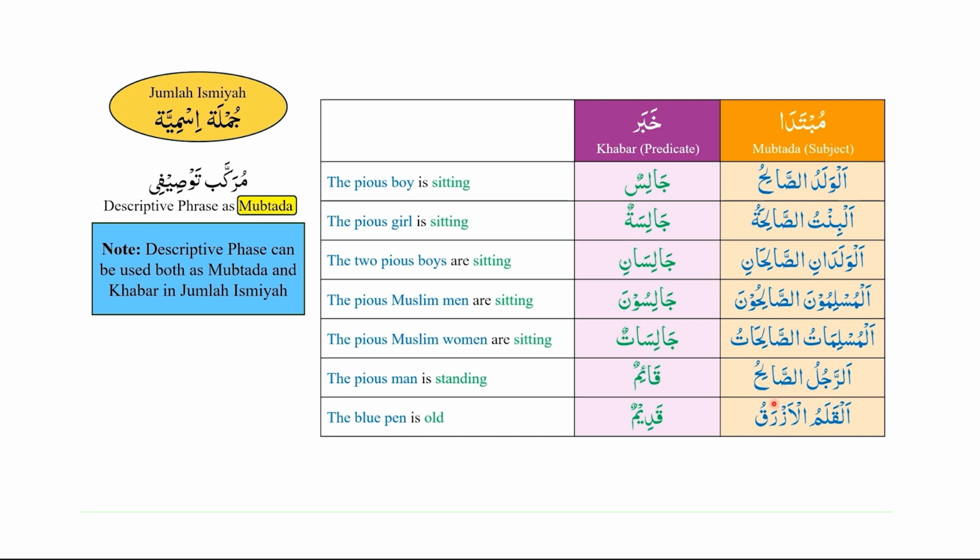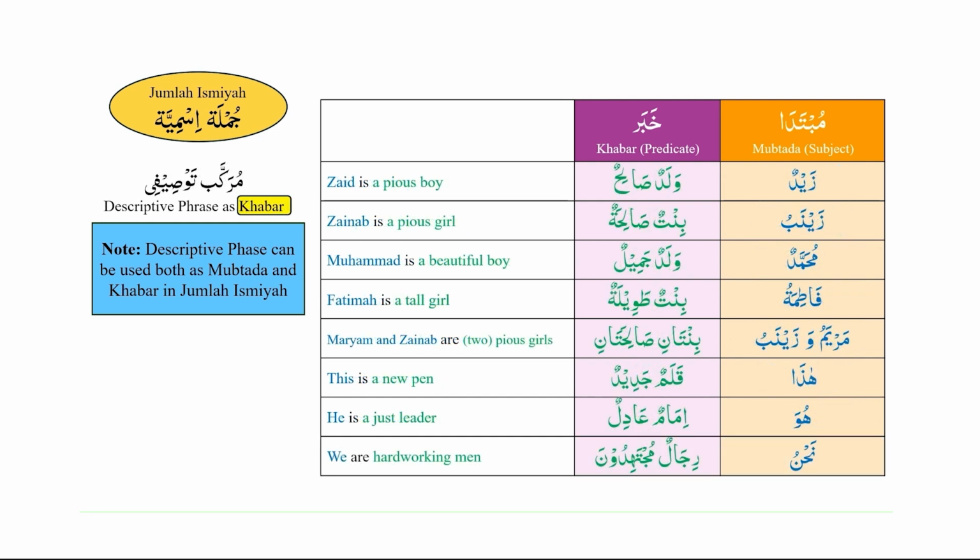Ar-rajulus salihu qaimun. The pious man is standing. Al-qalamul azraqu qadimun. The blue pen is old. The Arabic for blue is azraq. Now we will use murakkab tawsifi or descriptive phrase as khabar. In this table, we see several examples of descriptive phrases in the khabar column.